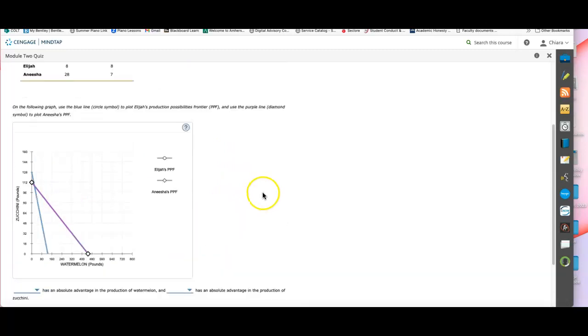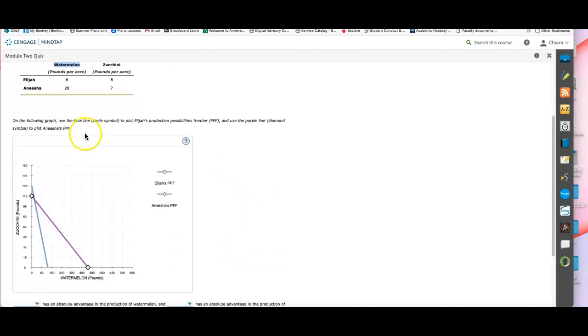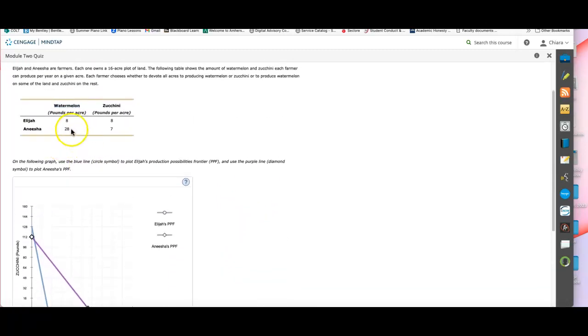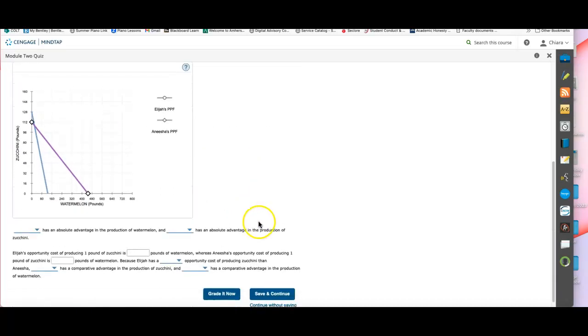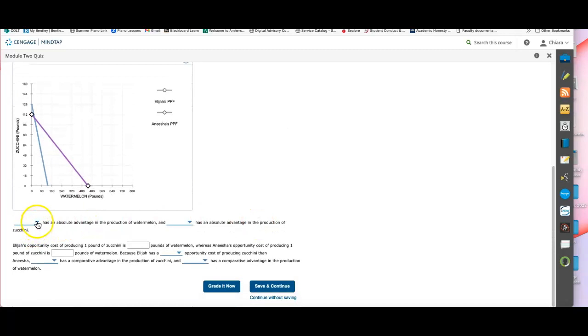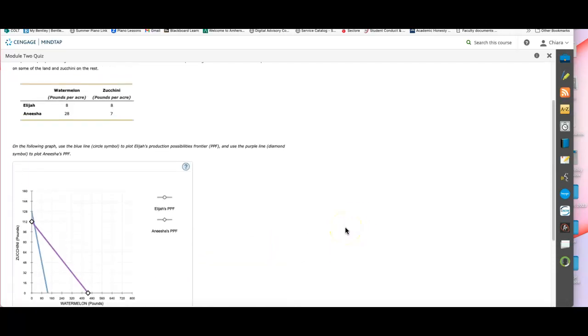Now, who has the absolute advantage? If you notice, Anisha can produce more watermelons per pound, but less zucchini per pound. So Anisha has an absolute advantage in the production of watermelons. Elijah has an absolute advantage in the production of zucchini. So we're going to say that Anisha has the absolute advantage for watermelon. Elijah has the absolute advantage for zucchini.